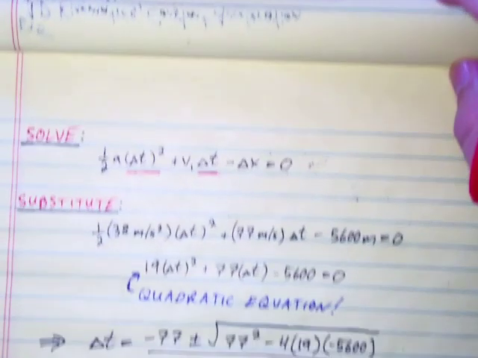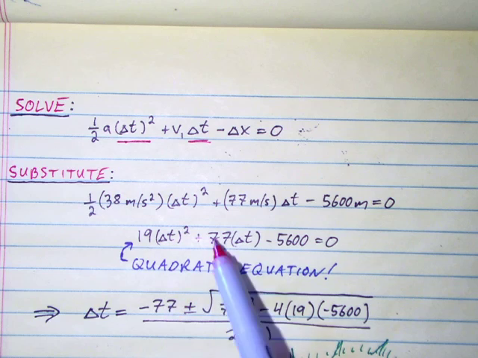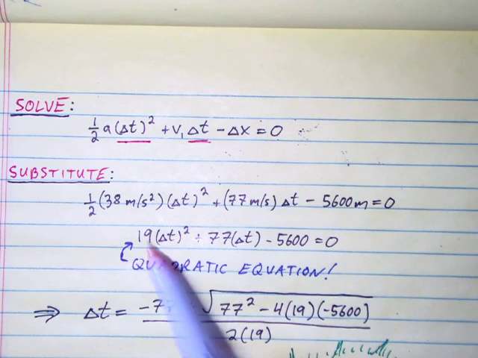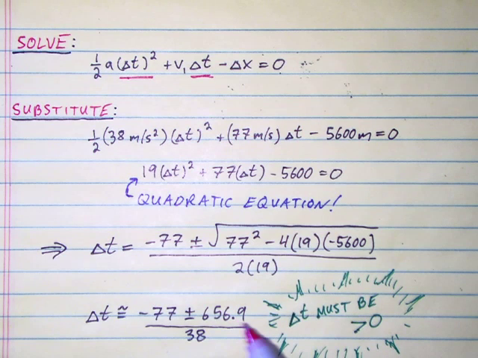All right, so using our quadratic formula, we have our unknown delta t is negative b plus or minus the square root of b squared minus 4 times a times c, all over 2a. If we simplify what's under the radical here, the square root sign is also called the radical, that comes out to 656.9. So now we're looking at delta t is negative 77 plus or minus 656.9 over 38.